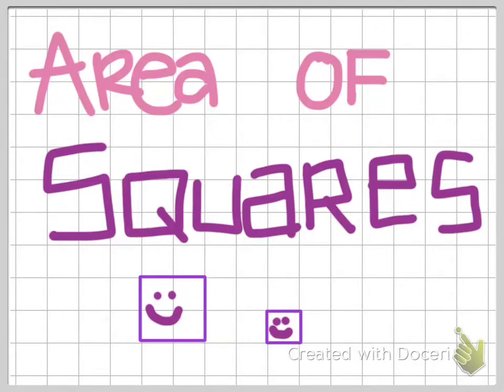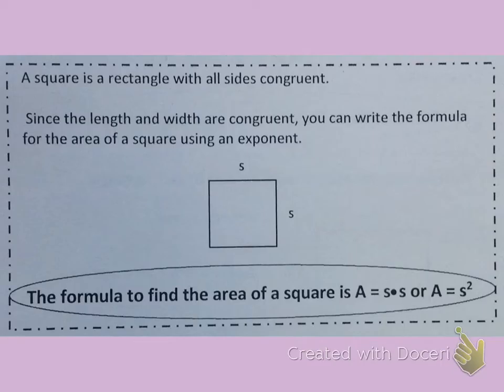Area of squares. A square is a rectangle with all sides congruent. Since the length and width are congruent, you can write the formula for the area of a square using an exponent. Now, I'm going to show you, and you need to do this on your paper as well. We can do these little tick marks on each side, and that shows us that every single side of the square is congruent to every other side of the square.